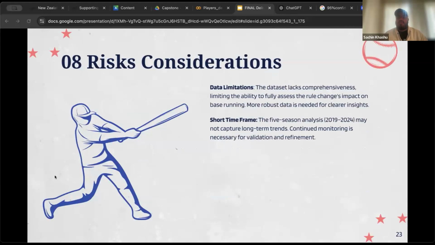Yeah, so one of the last things I wanted to do here is go over some risks, because as every analysis has, there are going to be some risks involved. First, talking about data limitations a little bit.